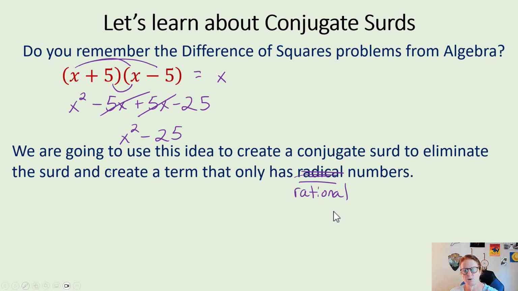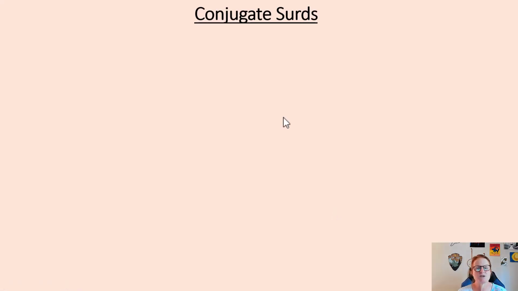So let's go ahead and do it. So a conjugate surd. I'm going to give you the square root of 3 minus 1. A conjugate surd of this is an expression that's going to be the same terms, but we're going to change from a minus to a plus. Because by having one as a minus and one as a plus, when we do the FOIL method, the middle terms are going to be opposite of each other.